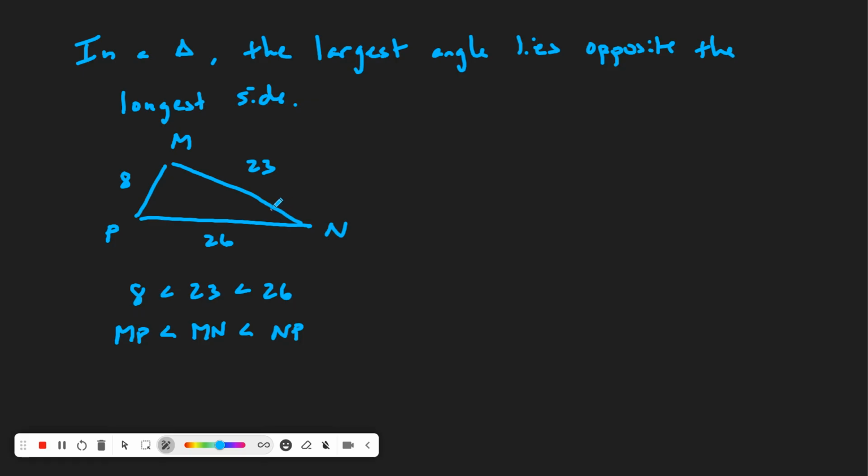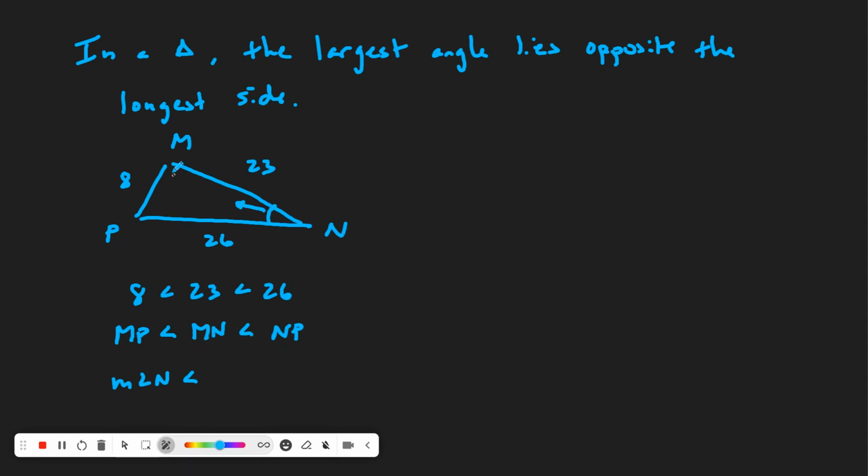Notice how angle N, if I put a little arc here, notice how angle N's arc opens up towards that 8. That means that the side of 8 and angle N are opposite of each other. So the measure of angle N will be the smallest. And if you look, it looks like it's the most acute angle in the picture.